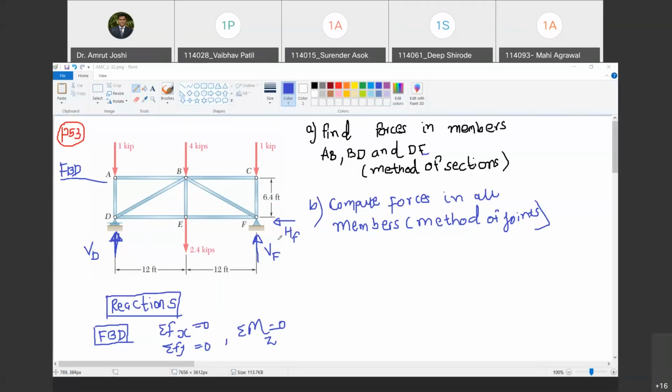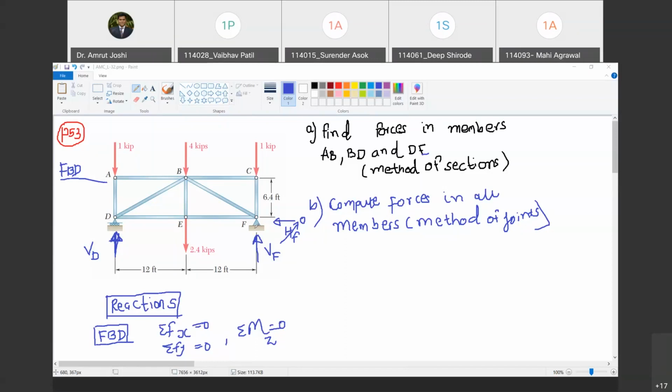Yes, sir. Summation Fx equal to 0 will quickly give you the value of HF equal to 0. Do you agree with me? Yes, sir. So HF is 0. So therefore, are the reactions also symmetric about line BE? Yes. If HF were non-zero there would be a problem, but since HF is 0, on the left hand side you have a vertical reaction at 12 feet. On the right hand side also you have only a vertical reaction at 12 feet. Do you agree with me? Yes, sir. So I have used only one equation of equilibrium, summation Fx equal to 0, which gives me HF equal to 0. And then I look at symmetries.